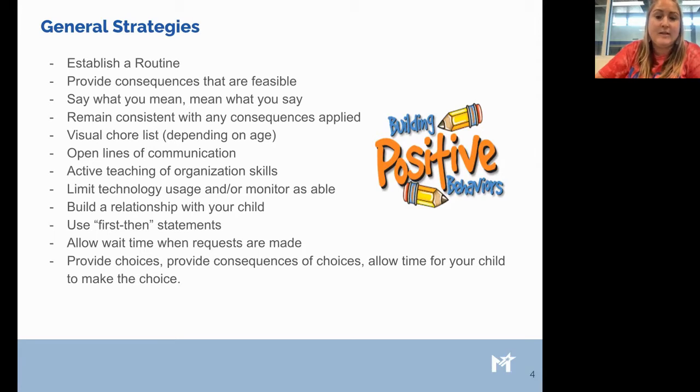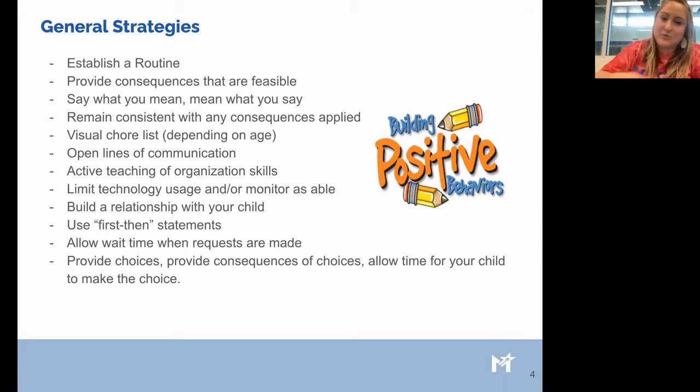Using first-then statements can be beneficial for some kids. So, I need you to first do this and then you can do this. That provides them with a very clear expectation of what you're wanting them to do. And then allowing wait time when requests are made. So don't tell them to do something and then expect them to do it right away. Give them that wait time to do what you're asking them to do.